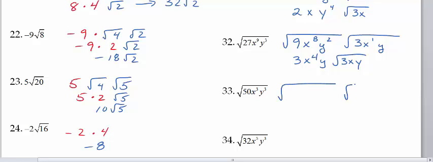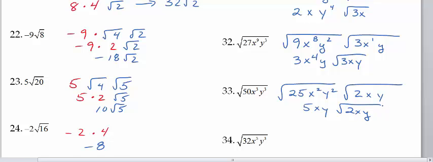50 breaks down into 25 and 2. X cubed is x squared and x. Y cubed is y squared and y. That gives us 5xy on the outside and 2xy on the inside of the radical.